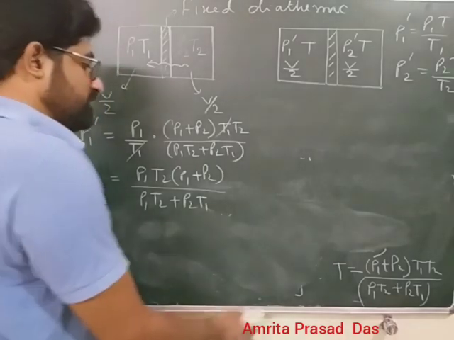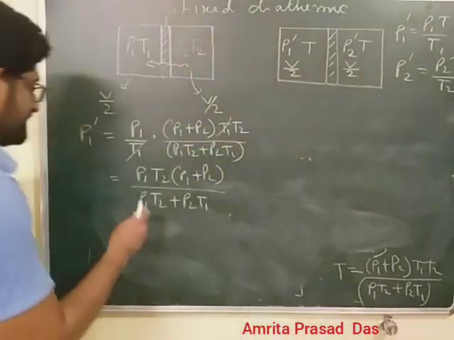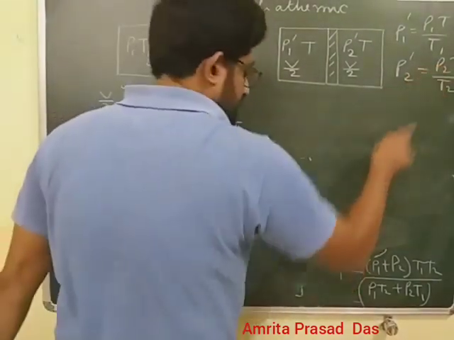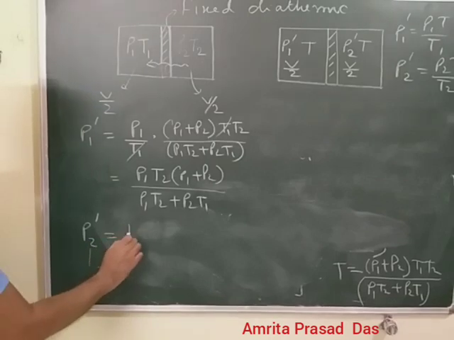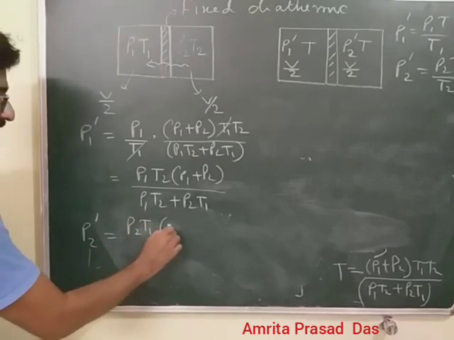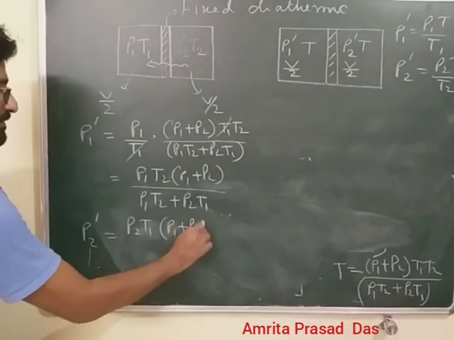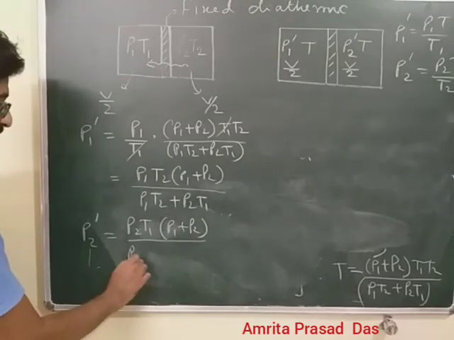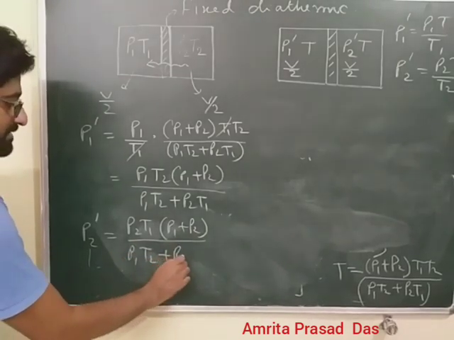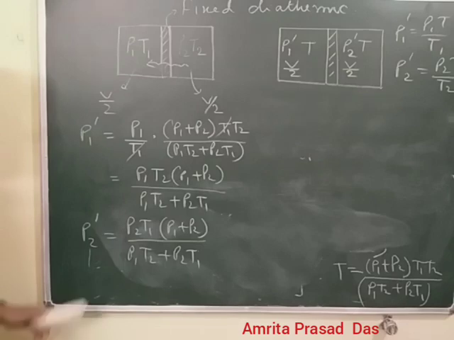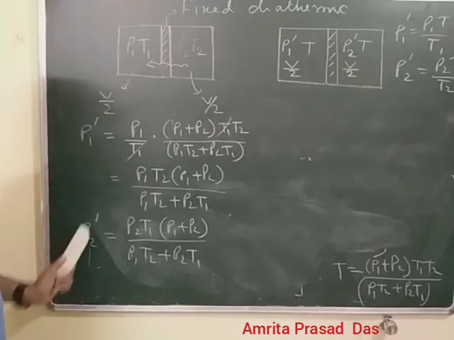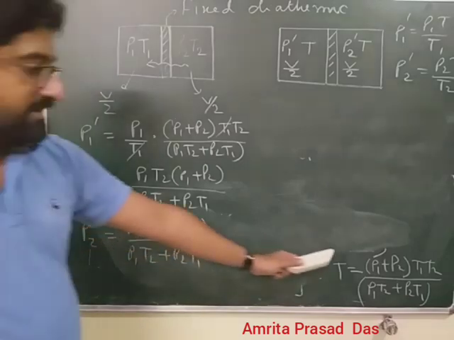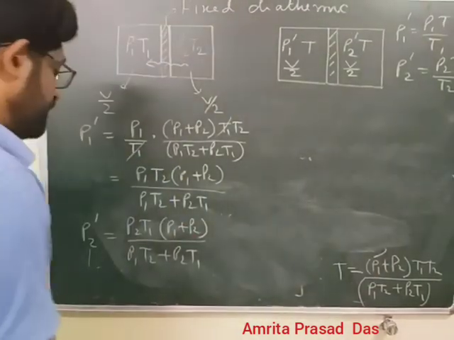Now you can find out the final pressure of the right chamber. Similarly, putting the value of T here, it will be P2 dash is equal to P2 T1 (P1 plus P2) by P1 T2 plus P2 T1. Therefore, this is the answer of part B. We can find out the final pressures from these two expressions and the final temperature. This is the answer of part C.